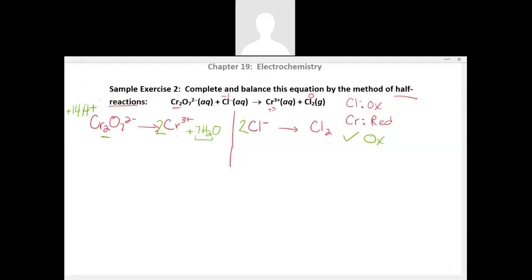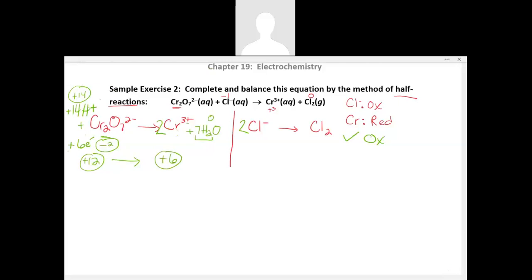Now that I have balanced everything besides charge, let's go back and look at how we can do that. On my reactant side here, I have +14 with 14 H+, and then I have -2 here. So net, I have +12 on my reactant side. Over here, I have 2 times +3, so I have just +6, and then this is, if you recall, 0. So I need to account for a change of 6 electrons, or 6 going down by an oxidation state of 6 overall for chromium. So I'm going to add 6 electrons to this side.